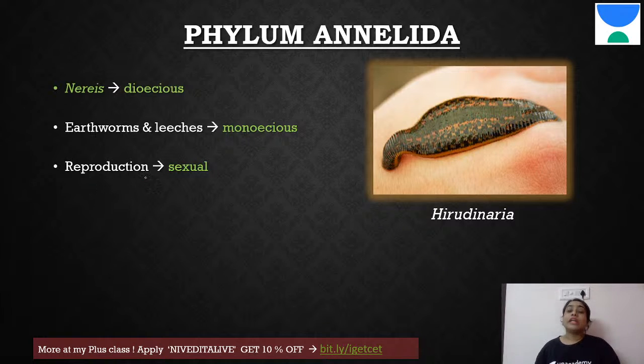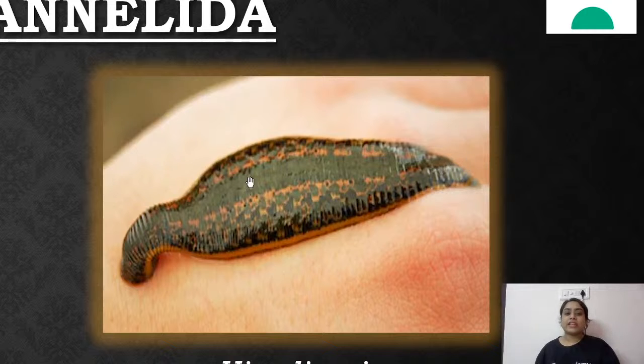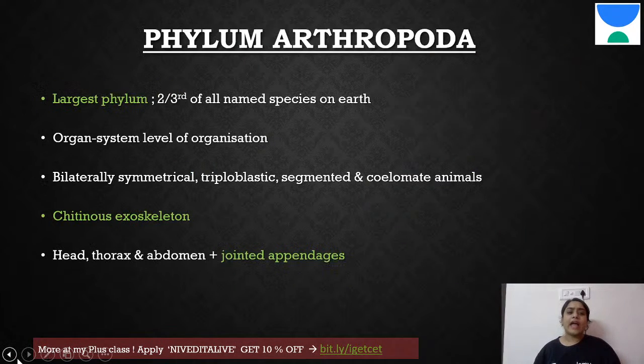Then we have reproduction to be sexual kind of reproduction. So here we have another example of Carotinaria, which is a parasitic form, a leech. It has a blood meal. Can you see it is having a blood meal? And you can see each of the metameres also. Each of the metameres are also visible. Okay, that is all about Annelida. This is a short class, that's why the explanation is crisp and to the point.